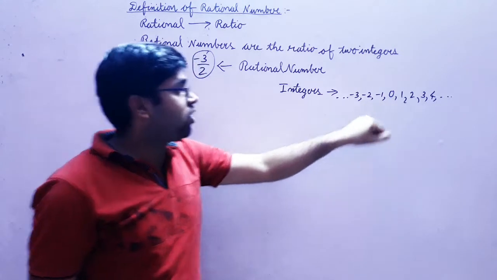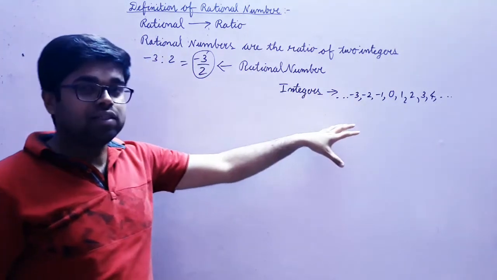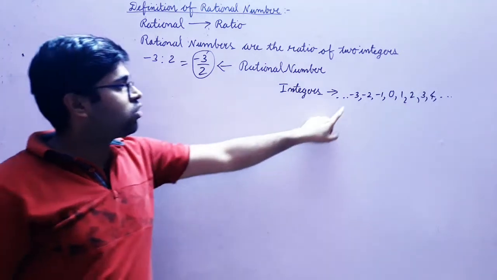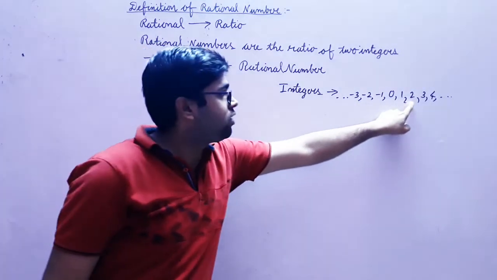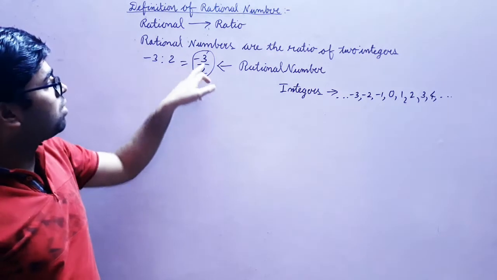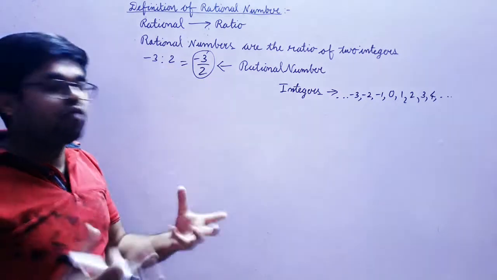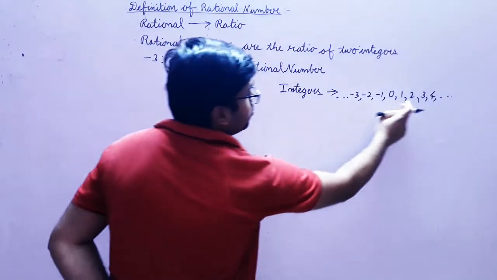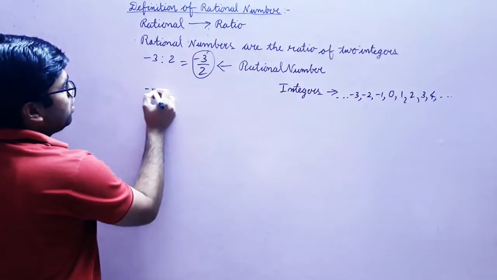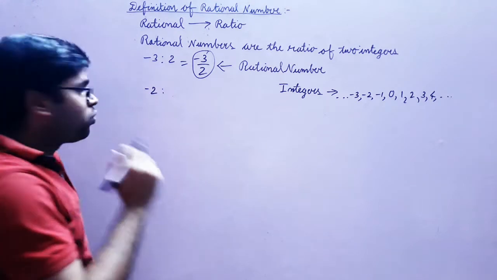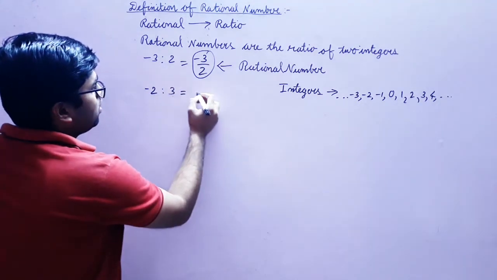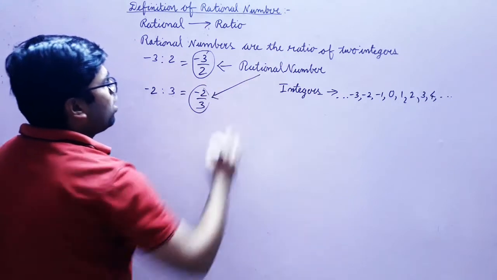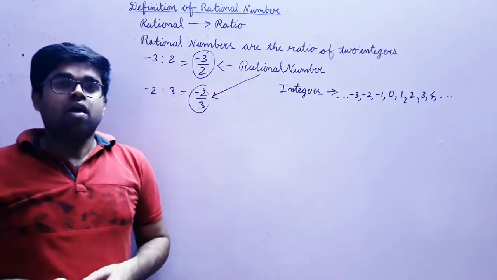So if you take the ratio of two integers, you get a rational number. For example, here you took the ratio of two integers minus 3 and 2. You got the rational number minus 3 by 2. Let's take one more example. Let's take the ratio of the integers minus 2 and 3 this time. So if we take the ratio of the integers minus 2 and 3, we get minus 2 by 3. Now minus 2 by 3 is also a rational number.